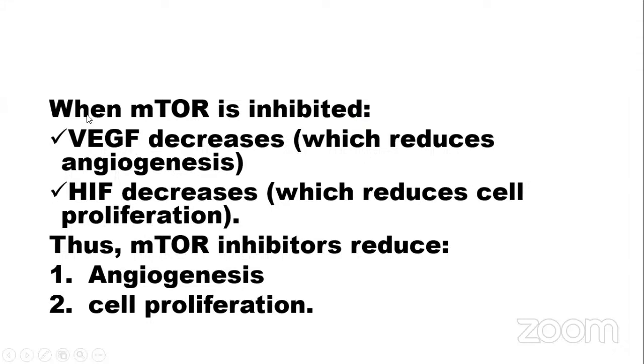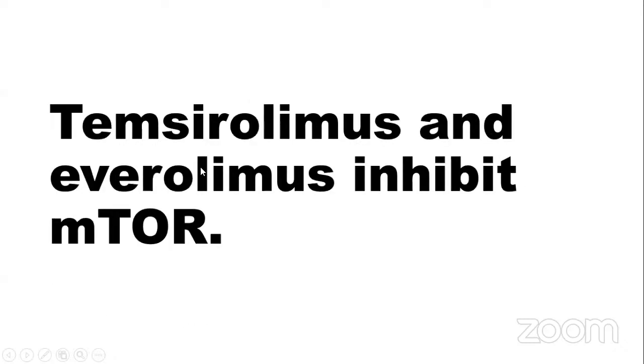So decreased vascular endothelial growth factor will reduce angiogenesis, and decreased hypoxia-inducible factor will reduce cell proliferation. So here we have reduced angiogenesis due to decrease in vascular endothelial growth factor, and here we have reduced cell proliferation due to decrease in hypoxia-inducible factor. Thus, mTOR inhibitors reduce angiogenesis and cell proliferation.